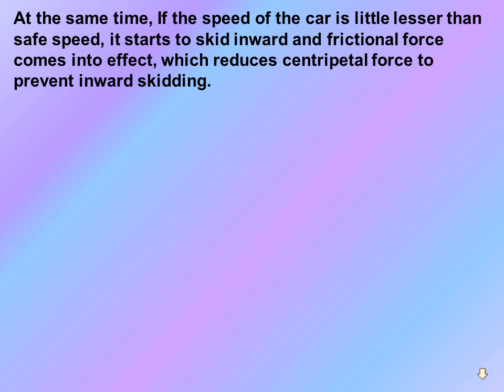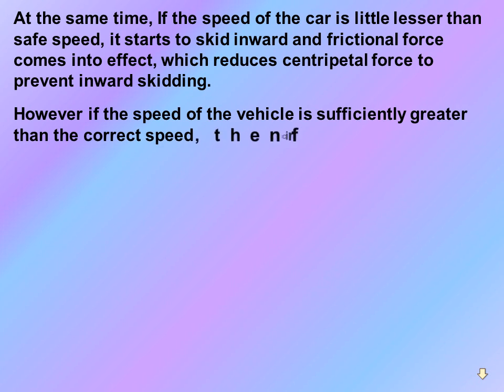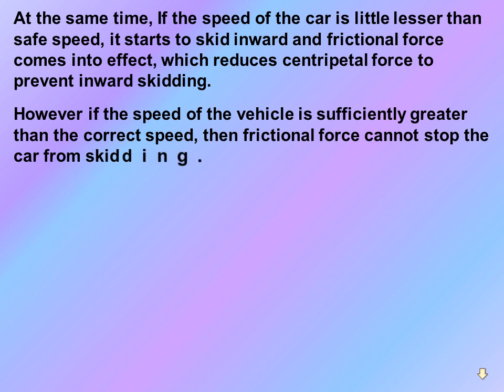At the same time, if the speed of the car is a little lesser than the safe speed, it starts to skid inward and frictional force comes into effect, which reduces the centripetal force to prevent the inward skidding. That means towards the inner side of the road. However, if the speed of the vehicle is sufficiently greater than the correct speed, then frictional force cannot stop the car from skidding.